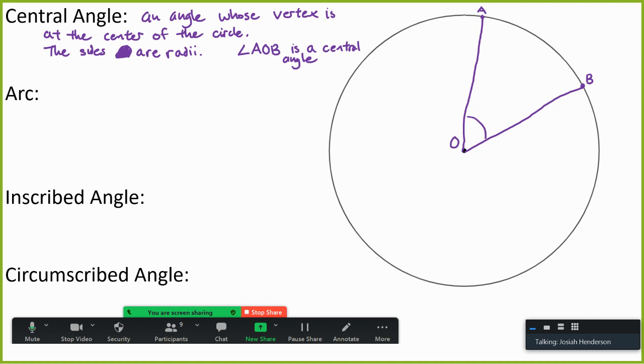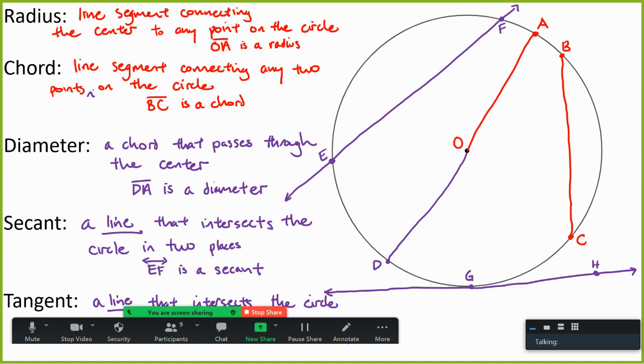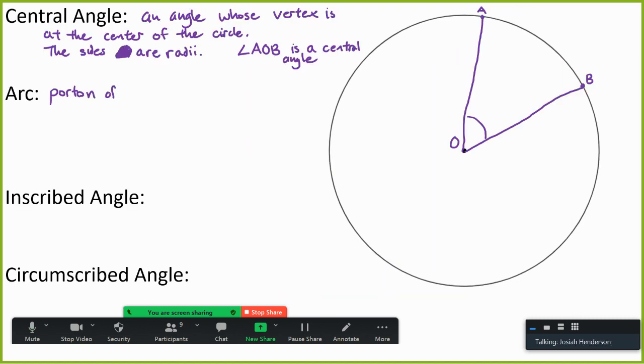Now for arc. An arc is not an angle. It's a section of the circle. I'm going to define it like this. A portion of the circle. So for example, let me change my color here.